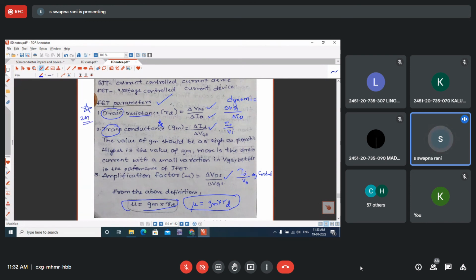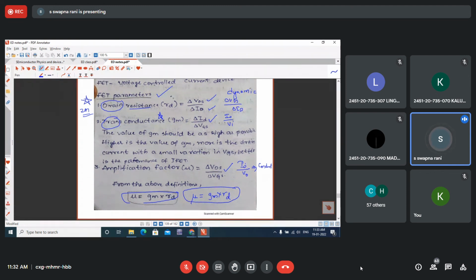Okay, now coming to GM. Just as in the BJT we consider alpha and beta, the current gains, to be important, here in the FET GM is more important. So whether GM should be higher or smaller? GM should be as high as possible, because a higher value of GM represents that for a small change in the VGS, there is a large change in the drain current.